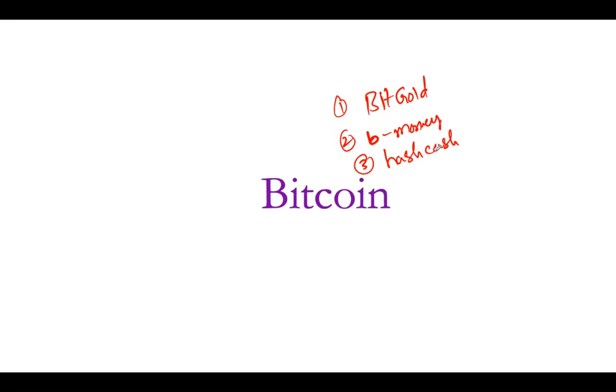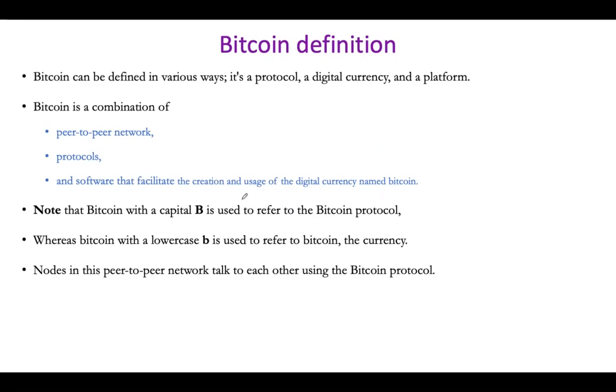decentralized currency. The key issue that has been addressed in Bitcoin is an elegant solution to the Byzantine general problem, along with a practical solution for the double spending problem in this. So let us see the definitions of your Bitcoin.